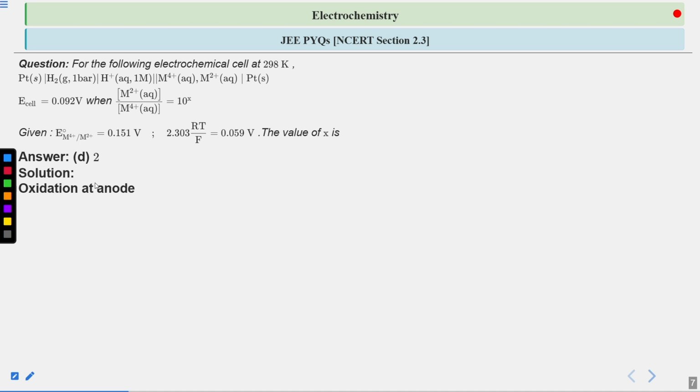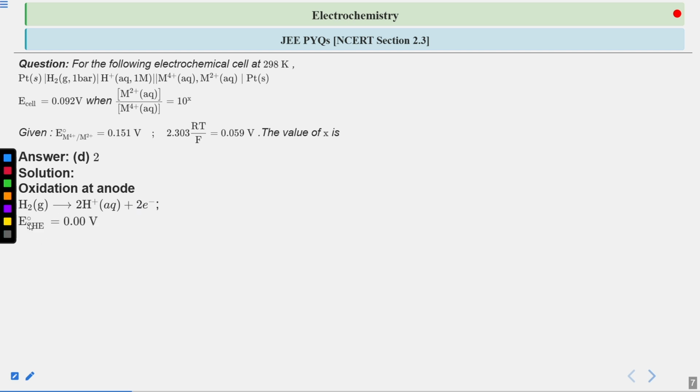So let's see first of all the oxidation process which is happening at the anode in our cell, which is H2 converting to 2H positive and also releasing 2 electrons in the aqueous medium. This is the oxidation process. Why? Because releasing of electrons is happening, which is the basic definition of the oxidation process which we are using in this chapter. So this is the oxidation process happening at the anode.